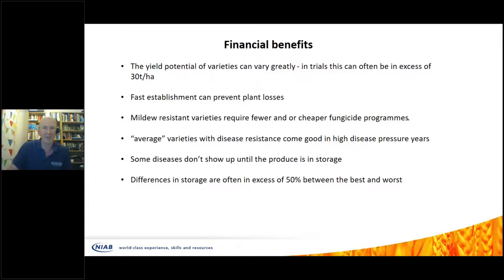Fast establishment prevents losses, and mildew resistance means less fungicides. A variety that might look average, but has good disease resistance, can come good in high disease pressure years. As mentioned earlier, some diseases don't show up until the produce is in storage, and there you can see really big differences in how long they'll store.